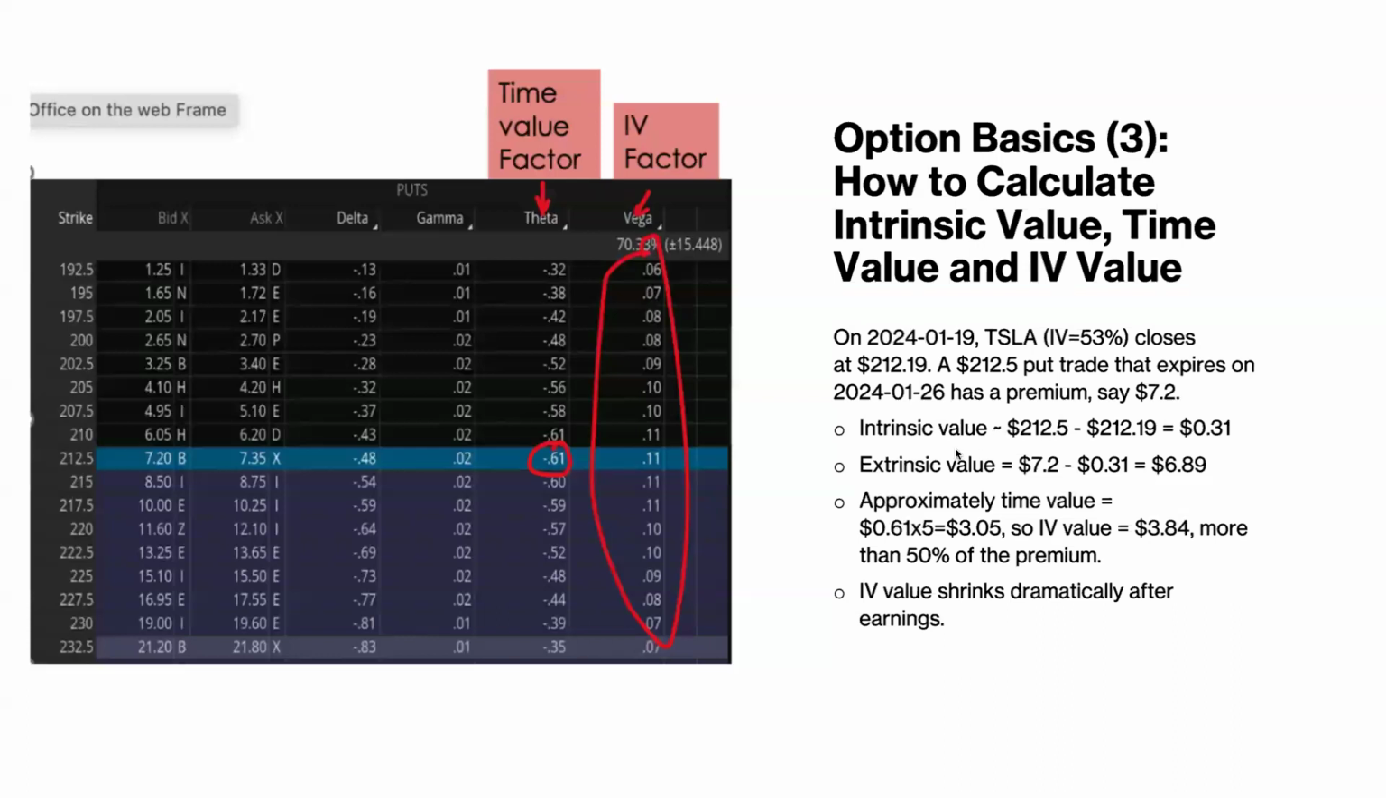The intrinsic value is just 31 cents. So the rest of it is extrinsic value, which is 6.89.